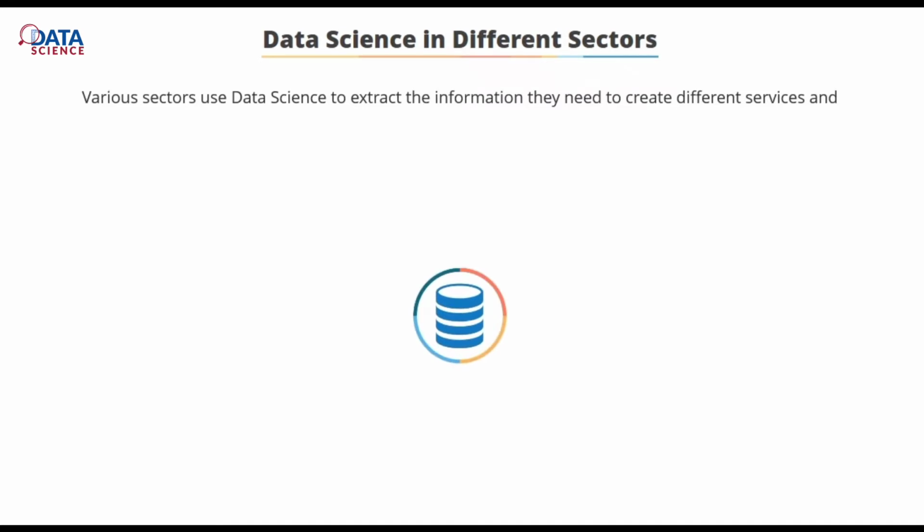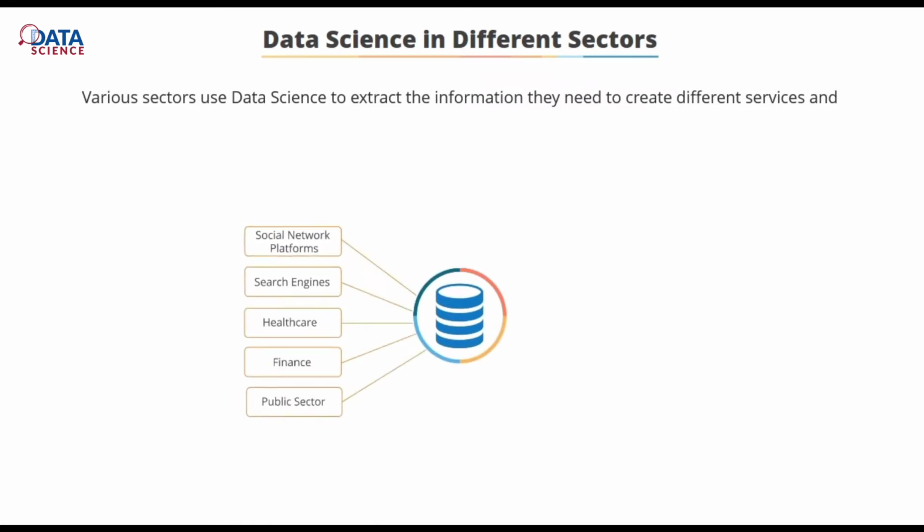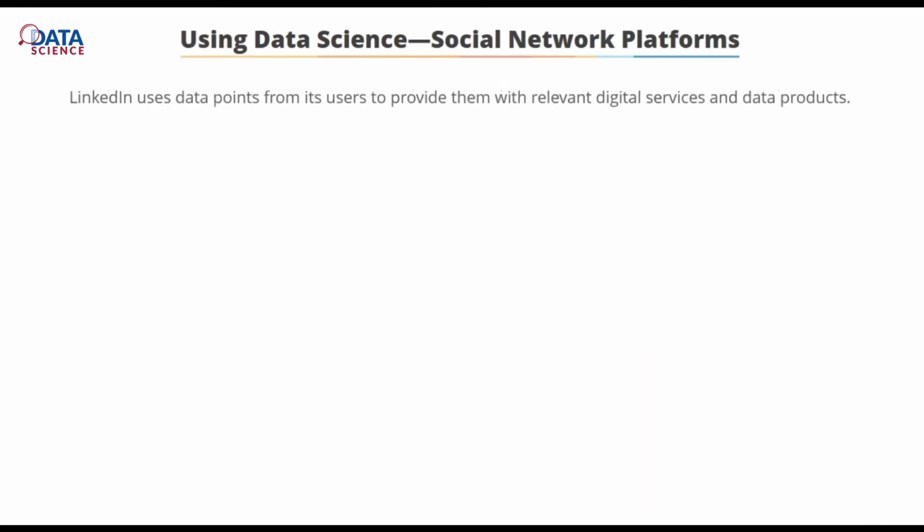So what do all these different sectors do with all this big data? Their team of data scientists analyze all the raw data with the help of modern algorithms and data models to turn it into information. They then use this information to build digital services, data products, and information-driven apps. Now let's see how these products and services work.